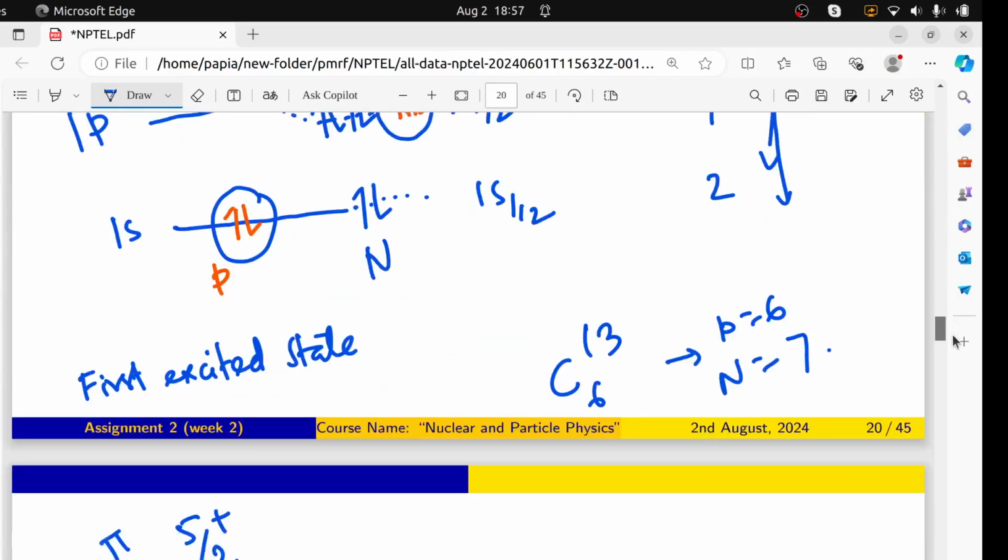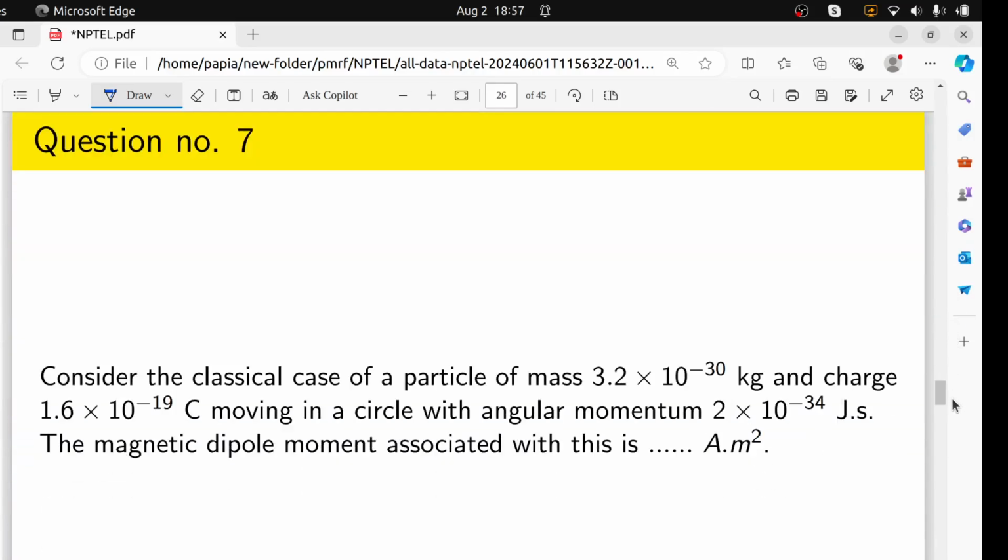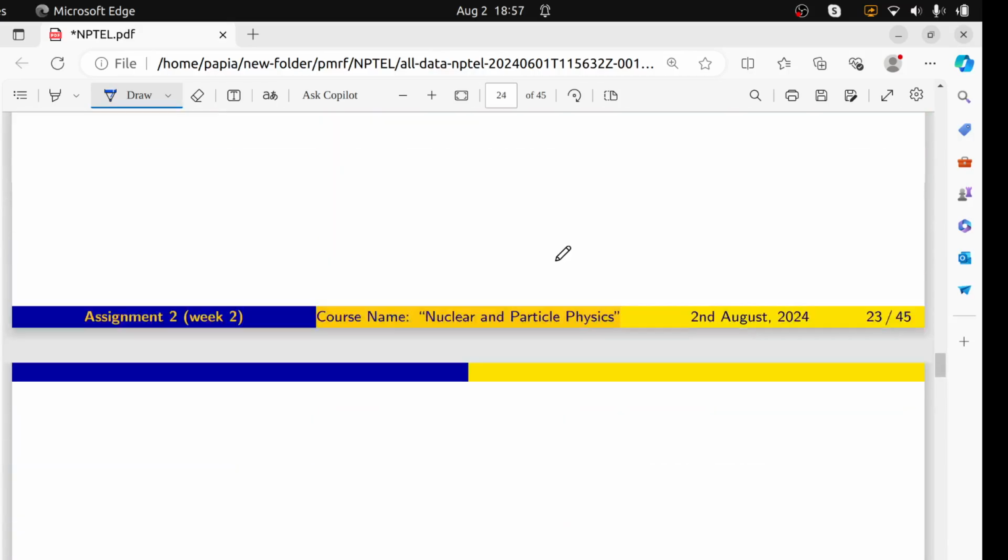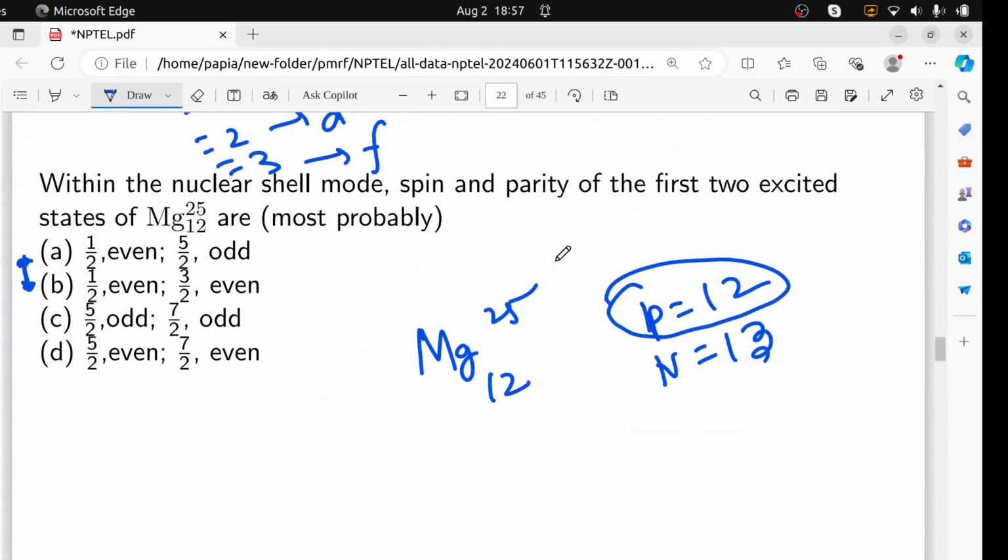Now coming to the question again. So I told you that either A or B will be correct, because half plus was there for the first excited state. Now we already concluded that for the second excited state, the spin parity is 3 by 2 plus. So that means the B option will be the correct one.